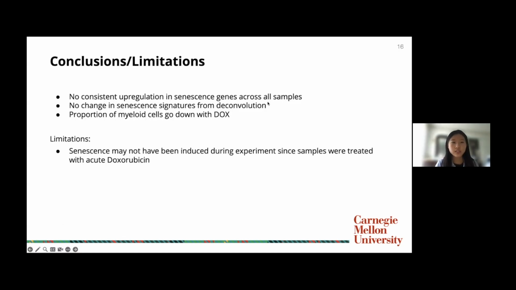To summarize, we didn't see consistent upregulation in our senescence genes across all samples, and there was no significant change in senescence signatures from our deconvolution. But interestingly, we did see that the proportion of myeloid cells goes down with doxorubicin, and myeloid cells are a type of immune cell originating in bone marrow, which would be interesting to study further. Limitations include that senescence may not have been fully induced during the experiment since samples were treated with acute doxorubicin instead of long-term treatment.